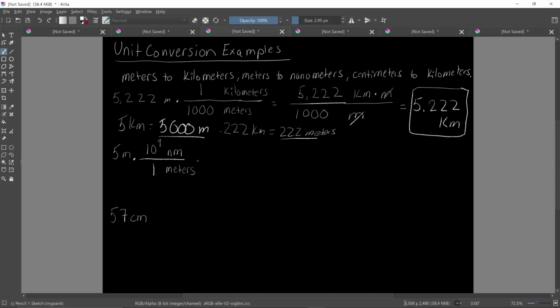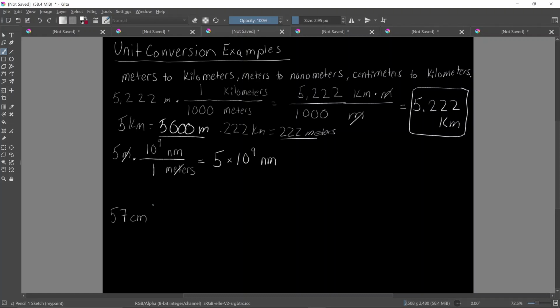And this makes sense because nanometers are really, really small. So there should be a ton of them in 1 meter. And that would equal 5 times 10 to the 9th nanometers. I am going to keep it in scientific form, so I don't have to write a million zeros. But feel free to write it out, whichever way is easier for you.